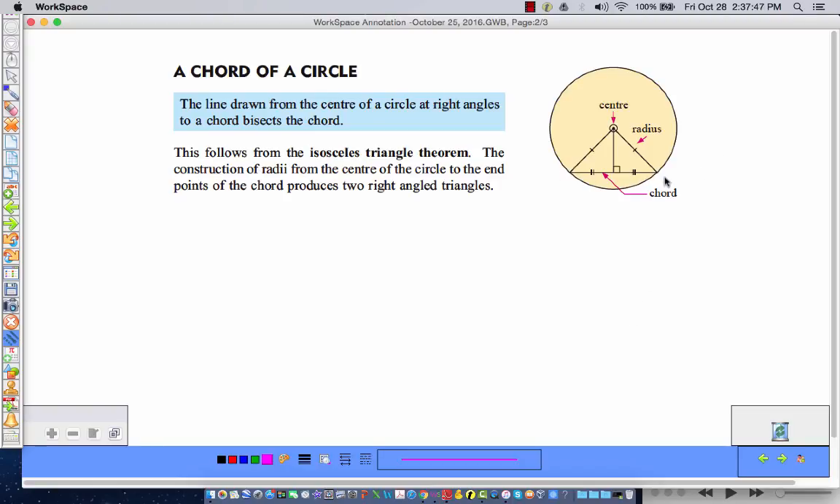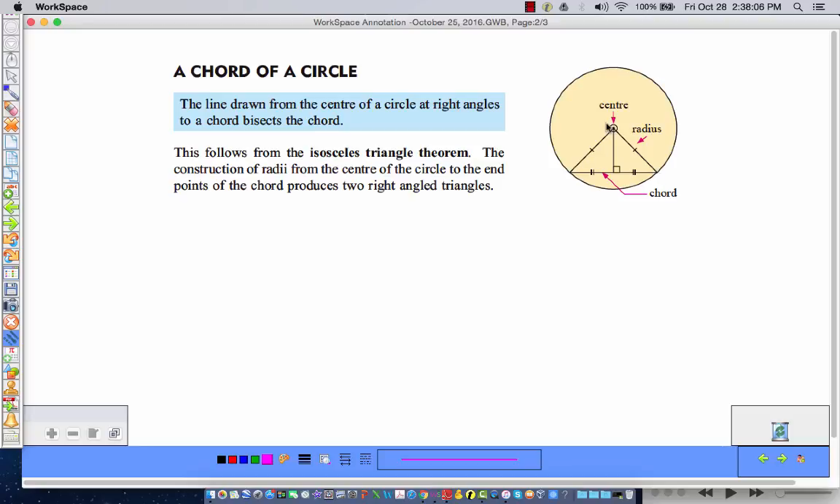So in this particular example, we're talking about this chord, and all this is saying is that if I have a chord on a circle, and from the center of the circle, a perpendicular is drawn to the chord, it cuts the chord in half. We say it bisects the chord. In other words, from here to here is the same as from here to here, the same distance.